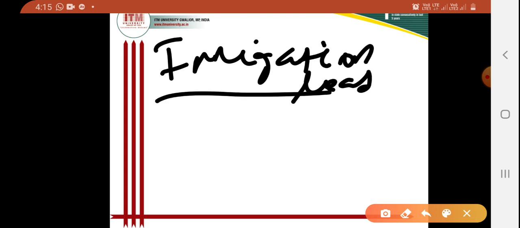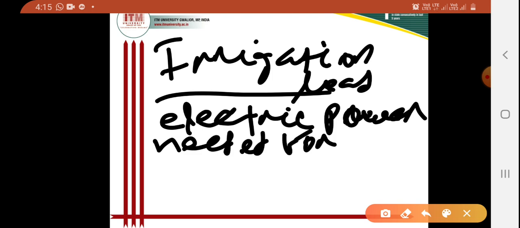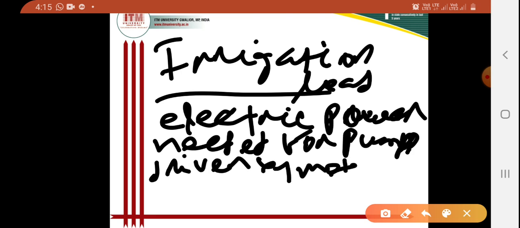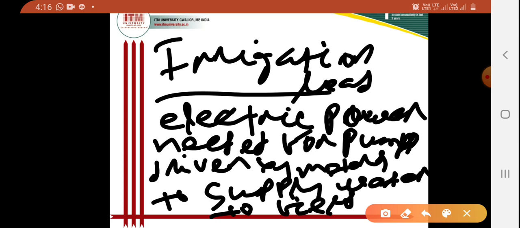Now I am coming to discuss irrigation load. This type of load is the electric power needed for pumps driven by motors to supply water to the field when it is irrigation load.